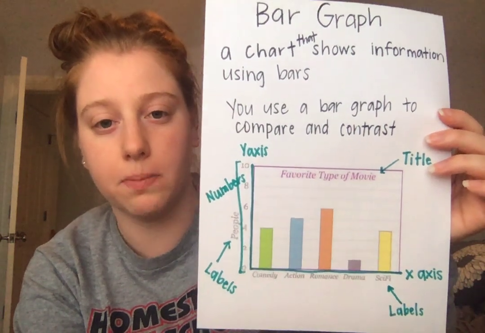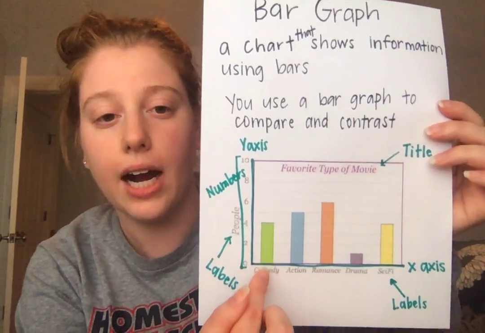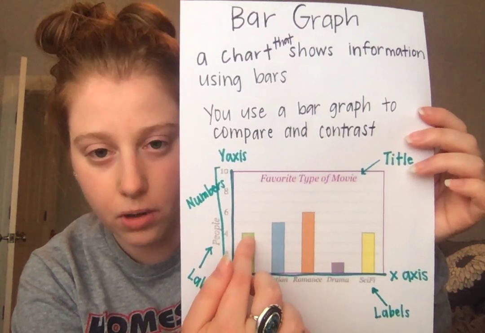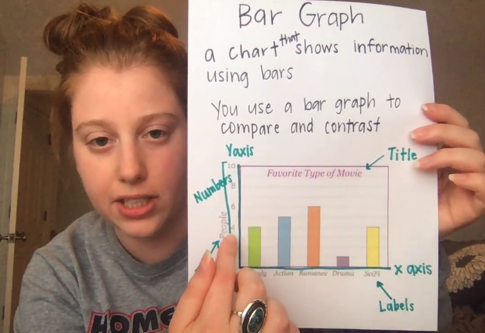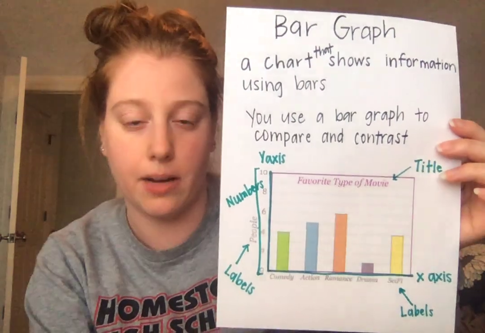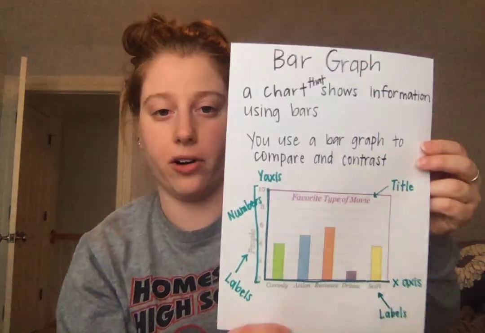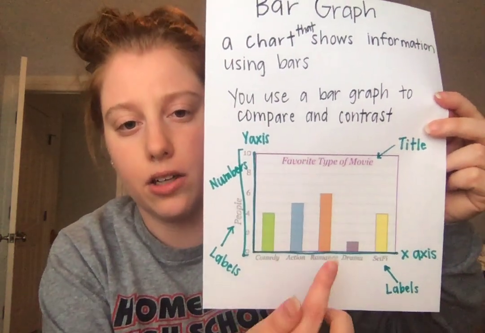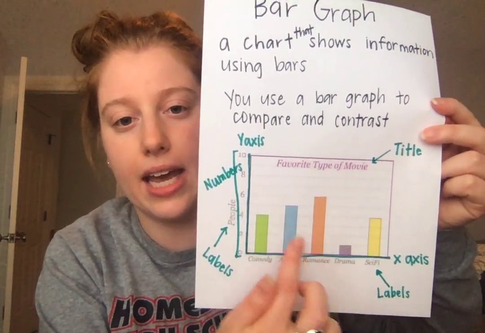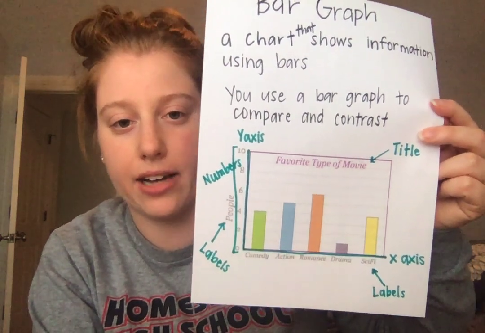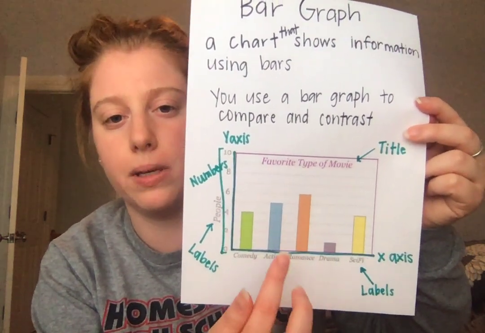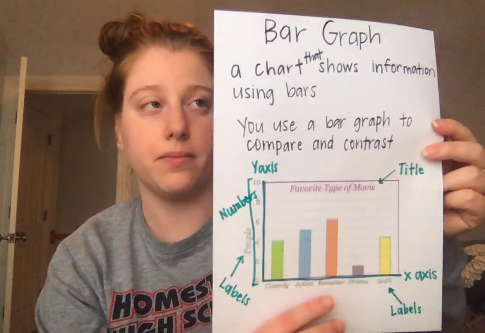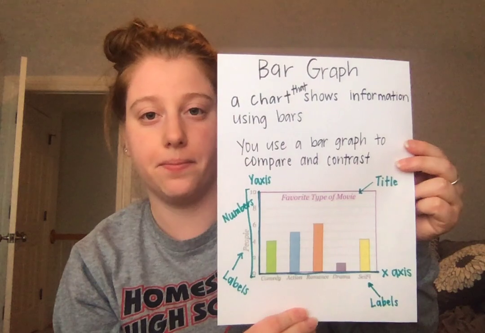We would read this bar graph, and we would say, how many people liked comedy? We would go up, follow comedy, go over to the number, and it looks like 4 people liked comedy. So you can use a bar graph to compare and contrast. We could say how many people liked romance and how many people liked action, or how many more people liked action than drama. So this is a bar graph.